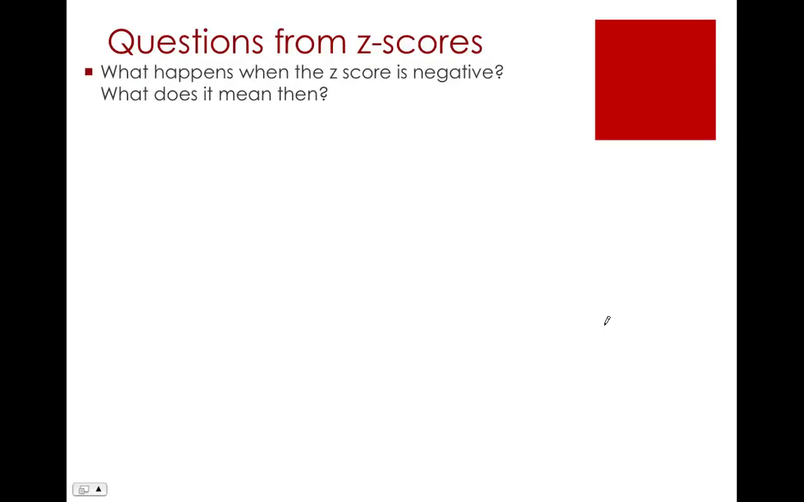So first question, what happens when the z-score is negative? What does that mean? I think the video actually addresses that, but a negative z-score just means that you're below the mean. Okay, so a z-score of -2 means I am 2 standard deviations less than the mean.